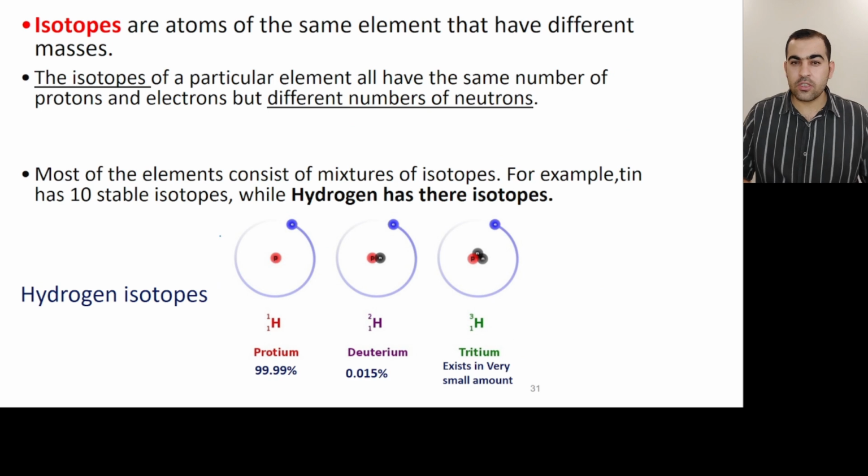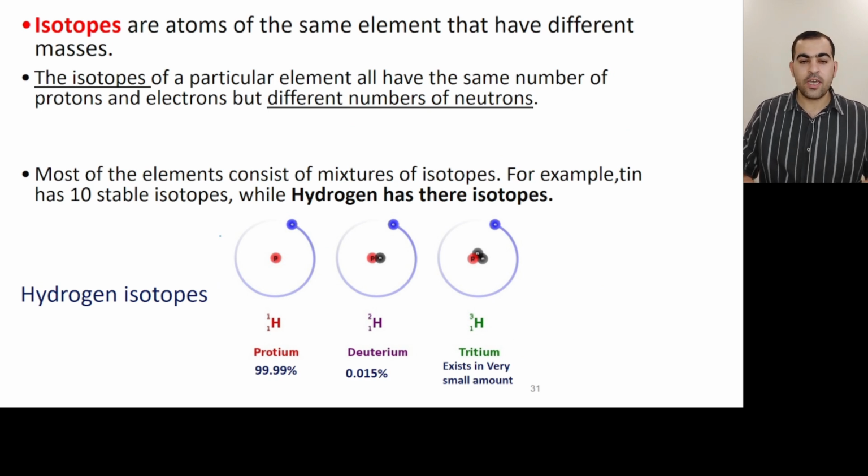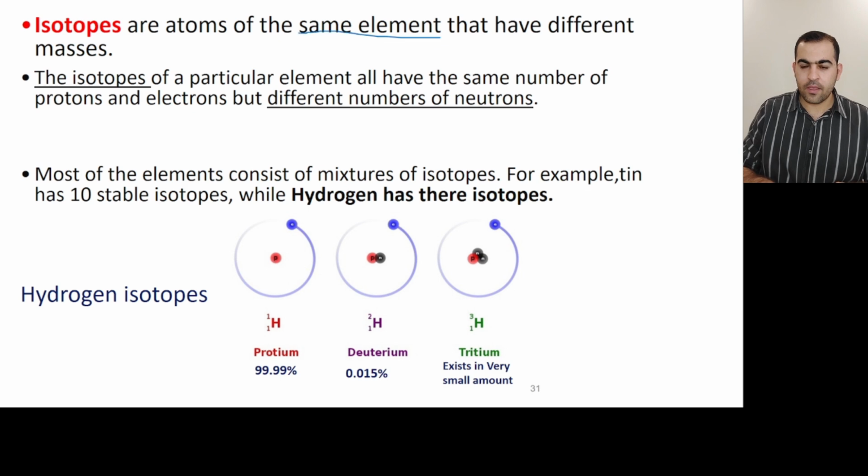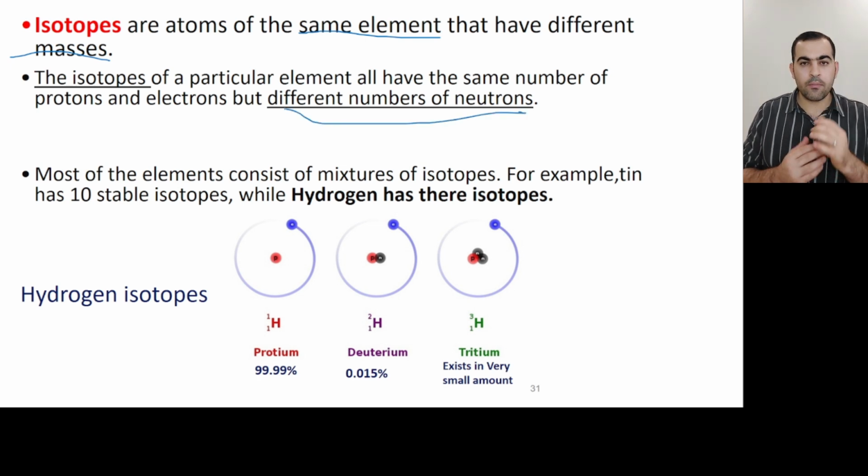Isotope is also important. Isotopes are atoms of the same element that have different masses. Or we can say isotopes of a particular element have the same number of protons and electrons, but a different number of neutrons.